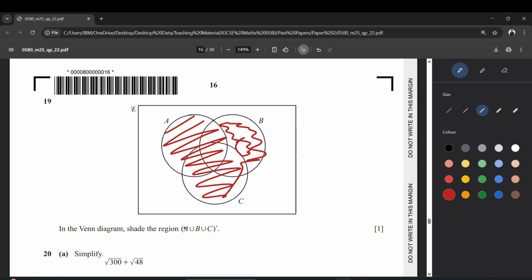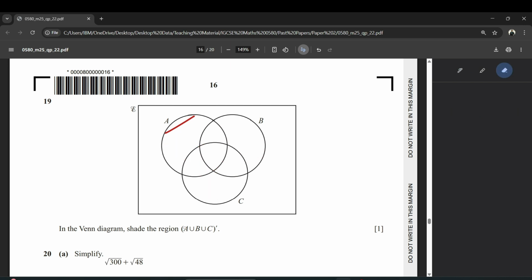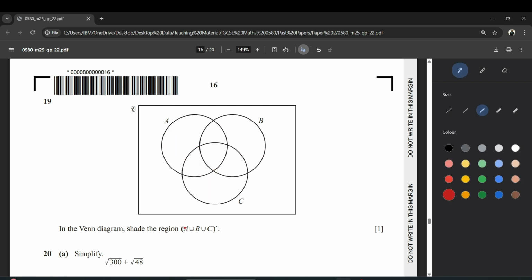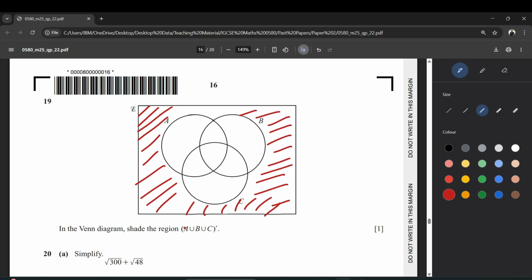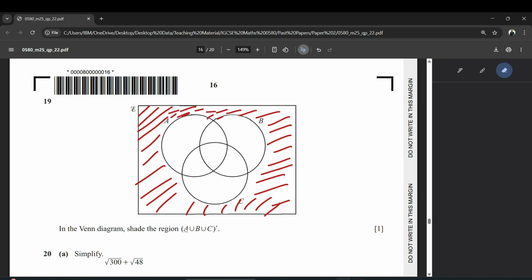Union means addition, right? But since there's a complement, that means everything other than this. The complement is actually the opposite of this, right? So everything other than this part would mean everything which is outside these circles, everything within the box but outside the circles. So make sure that you shade all of these points, and none of the points should enter the circles.